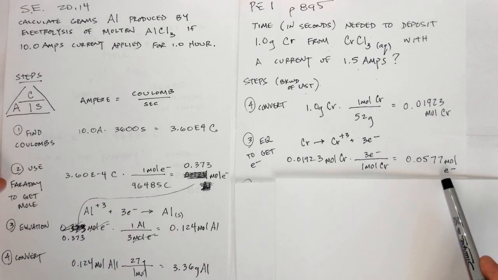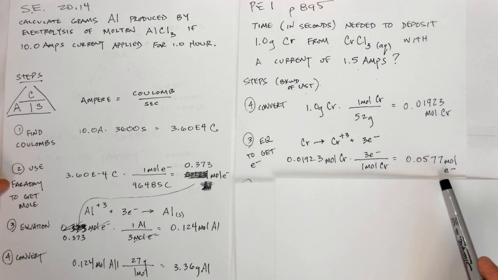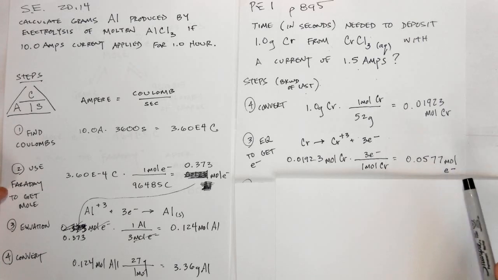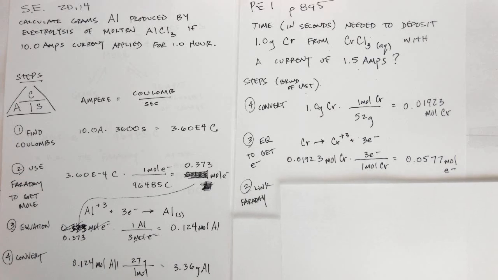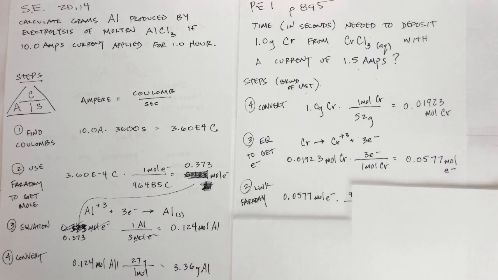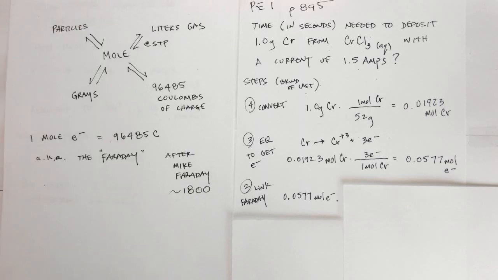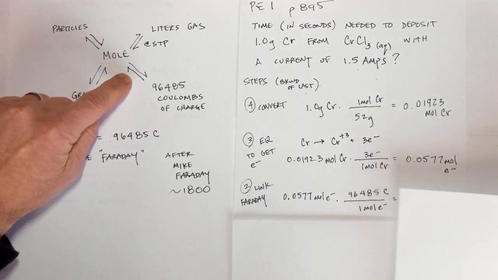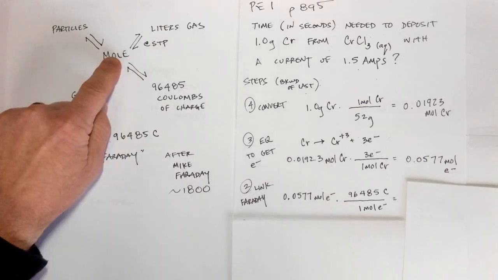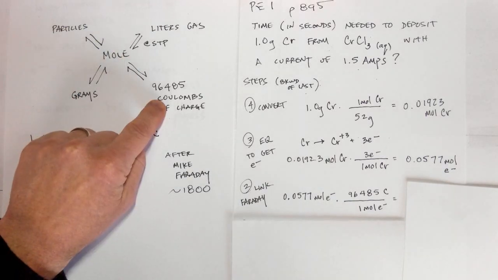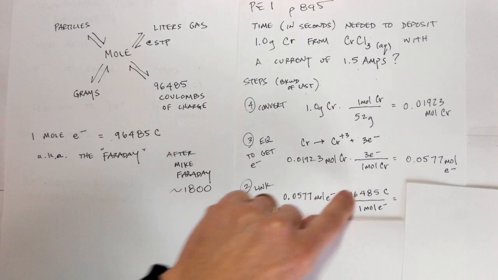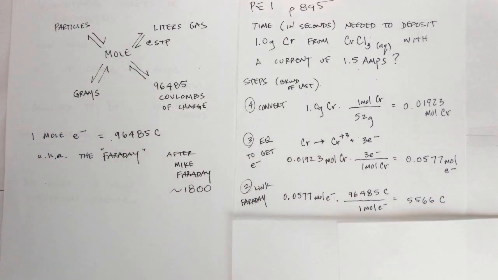Okay, once I get to that point, now I need to use the Faraday to find out how many coulombs of charge this would actually take for that number of electrons. So use the Faraday link, rewrite your number of moles of electrons, and using this conversion factor, for every 1 mole, there are 96,485 coulombs. Multiply those together and I get 5566 coulombs of charge.